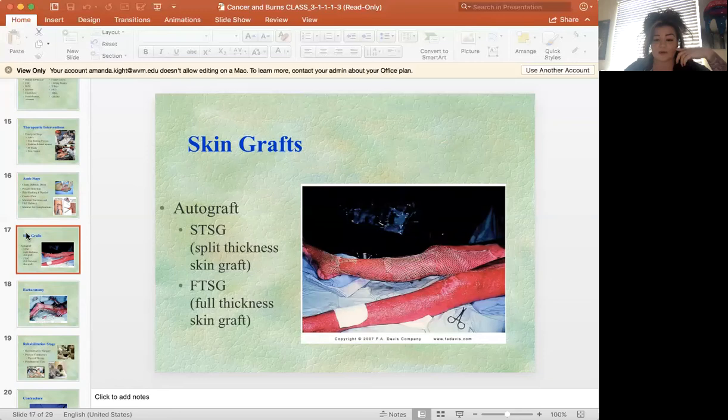Skin grafts, again, we already talked about this, is an autograft, which means, again, from ourselves. They took it from a different part of the body, and then they put this kind of, I don't know what it's called, but it's like a netting almost that they put over it, and then everything kind of congeals together, and hopefully the graft takes.